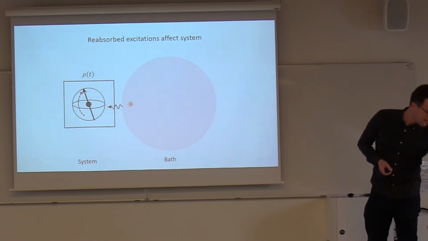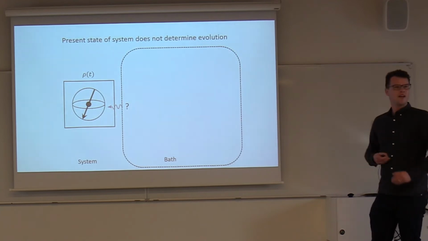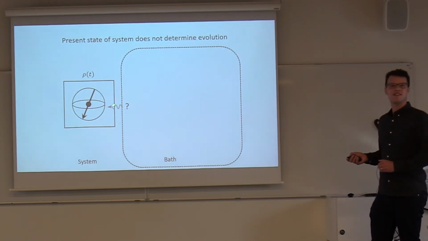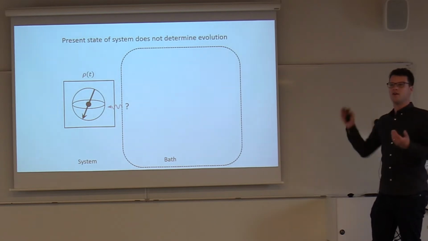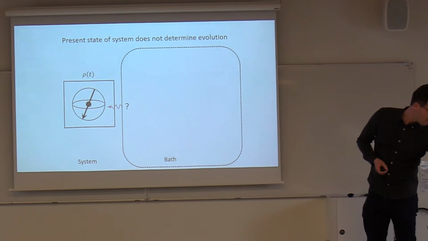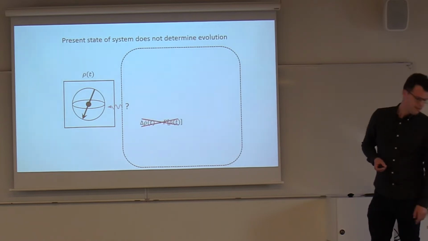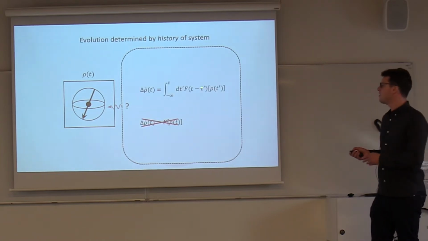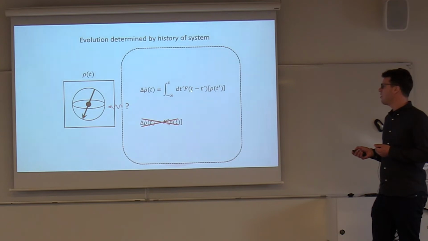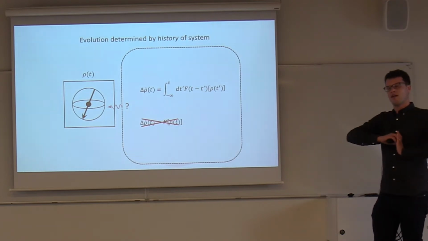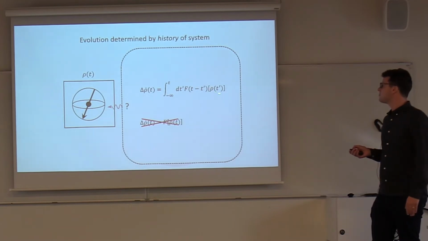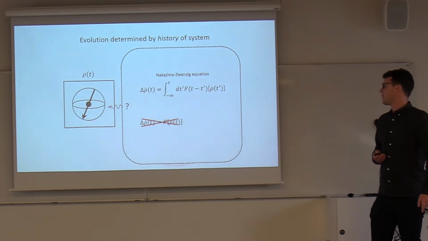So this tells us that by just knowing the state of the spin, we can't predict its evolution, because we don't know whether there's an excitation here or not. And that's important to know in order to determine the future evolution. So it's not possible to express this correction as a function of the density matrix itself. Rather, it's a function of the history of the density matrix. It can be expressed in this form, where this f of t is a functional. It's a linear function of this matrix, a mapping of the matrix to another matrix. This expression is well known. It's called the Nakajima-Zwanzig equation.